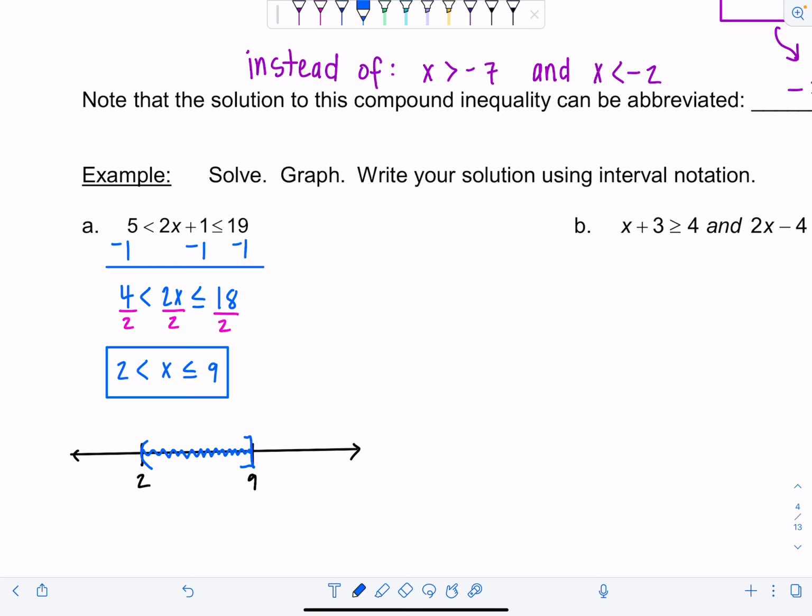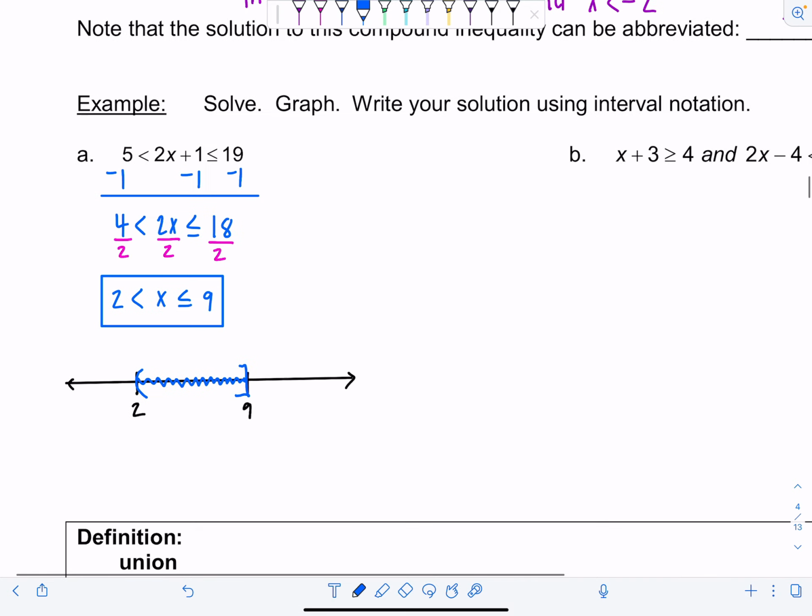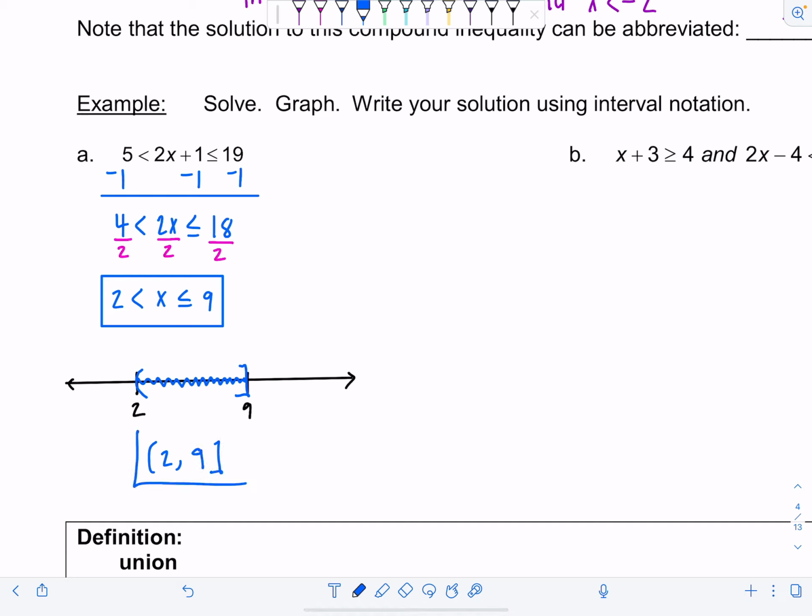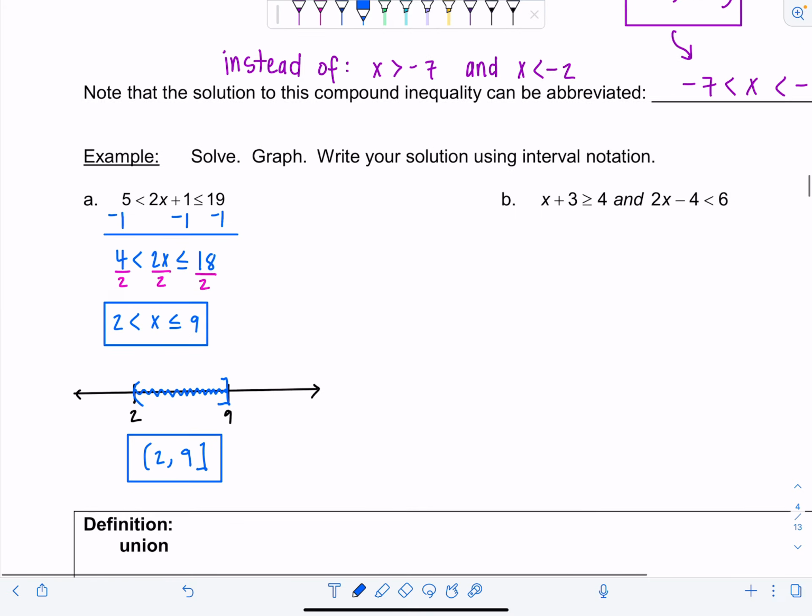All right, and then to write it in interval notation, just use your graph to help you, right? So you're going to start at 2 with parentheses, put a comma. That means fill everything in, and then 9 with a bracket. Voila. Good job. How was that one? Good, let's move on to example B.